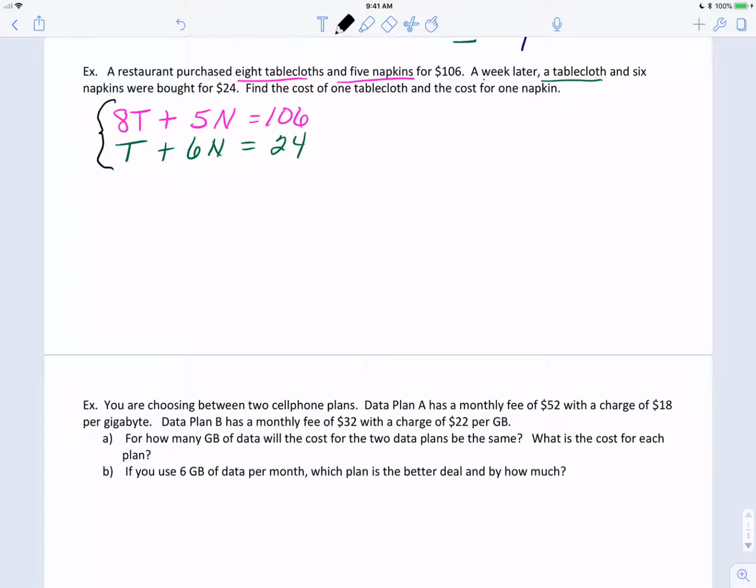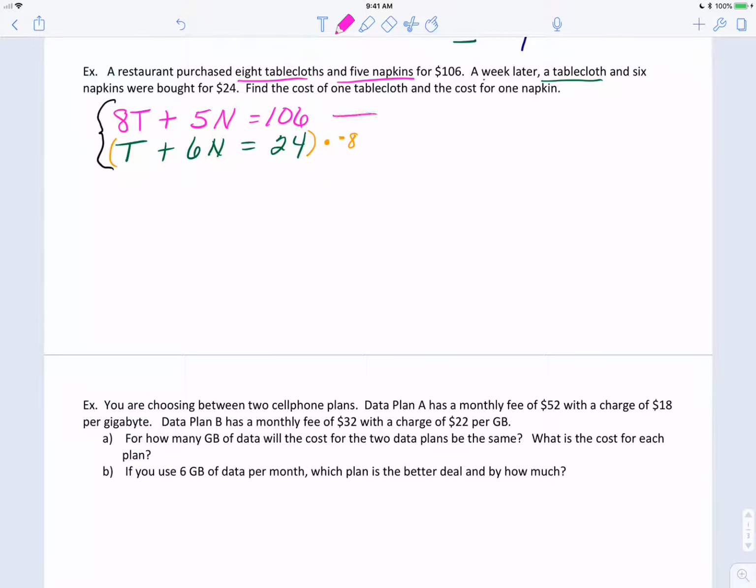All right, you can choose again. You want to do substitution, you want to do addition. Even though probably substitution would be the easiest, let me do addition on this one. So I probably would take this equation and just multiply it by a -8.